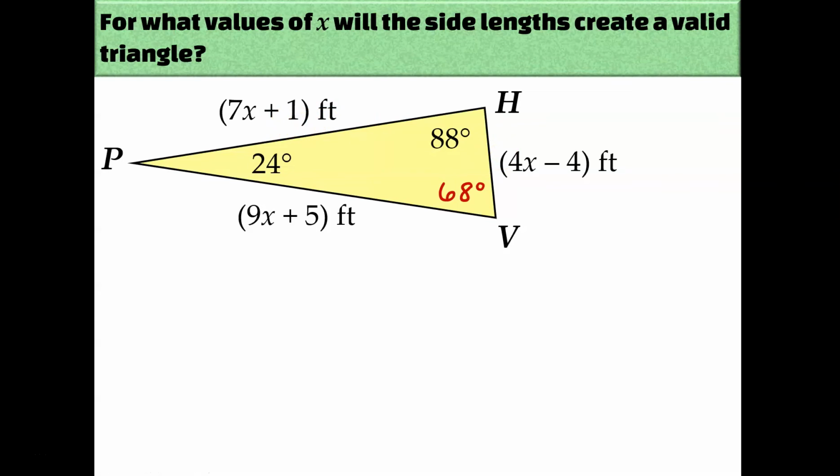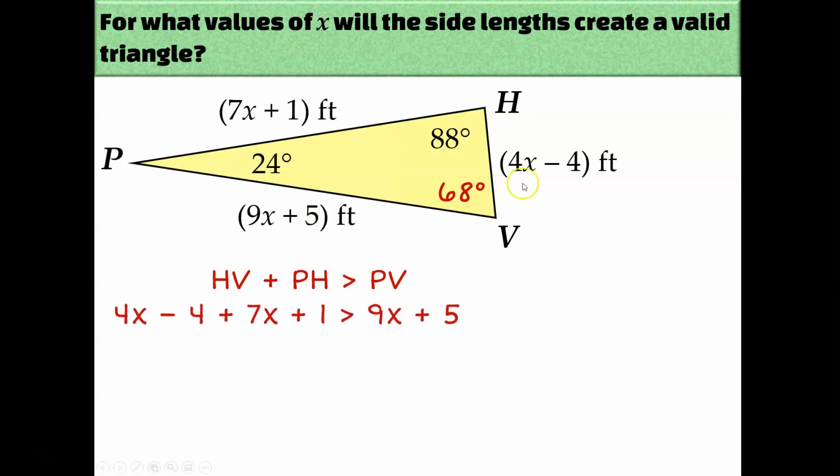But remember what we said earlier in this lesson about the relationship between the 3 sides of a triangle. In order for a triangle to exist, the sum of the 2 shortest sides has to be larger than the largest side. So I could write this inequality to represent that relationship. HV is the shortest side, PH is the second shortest side, whereas PV is the longest. In order for this triangle to actually exist, the sum of the 2 smaller sides must be greater than the third side. So I can substitute in each of the algebraic expressions I see for the side lengths of this triangle, combine like terms, and solve the inequality.